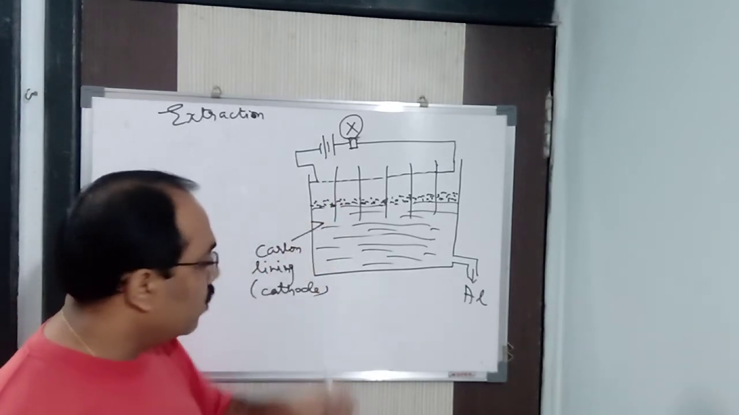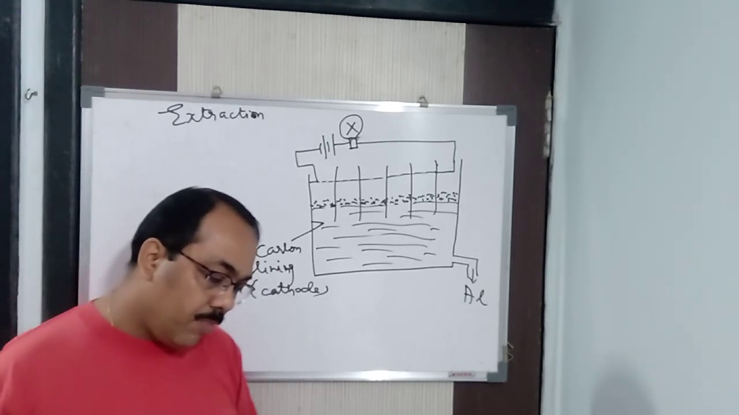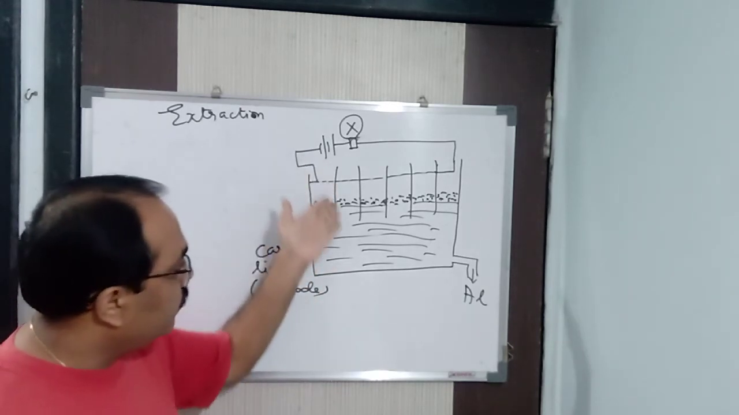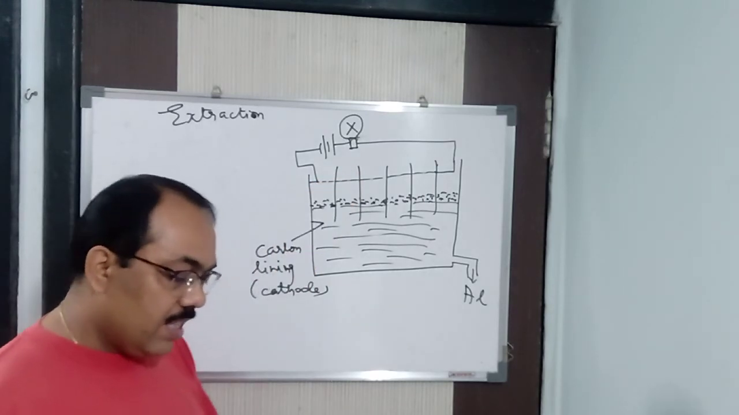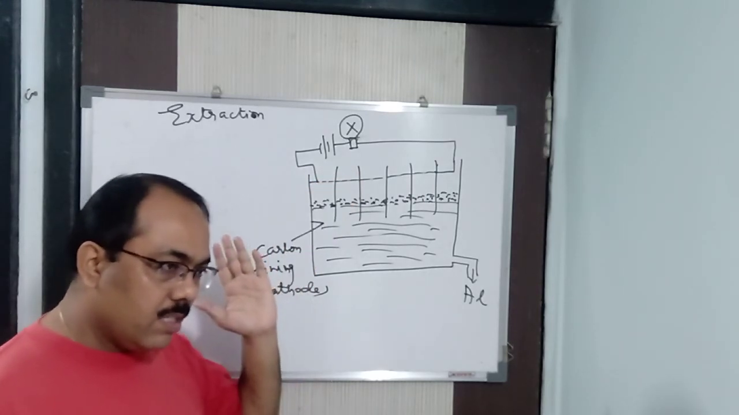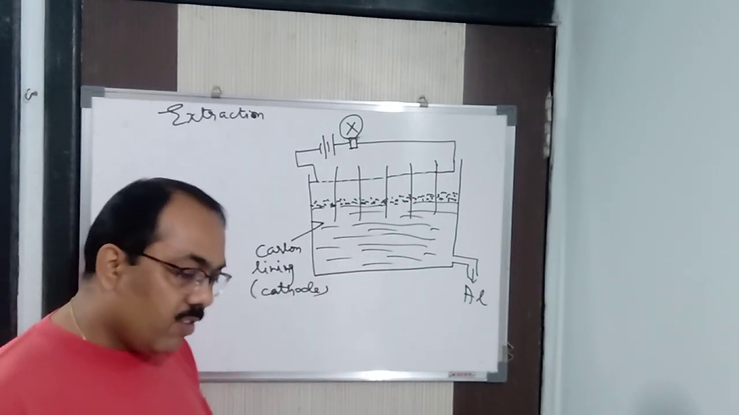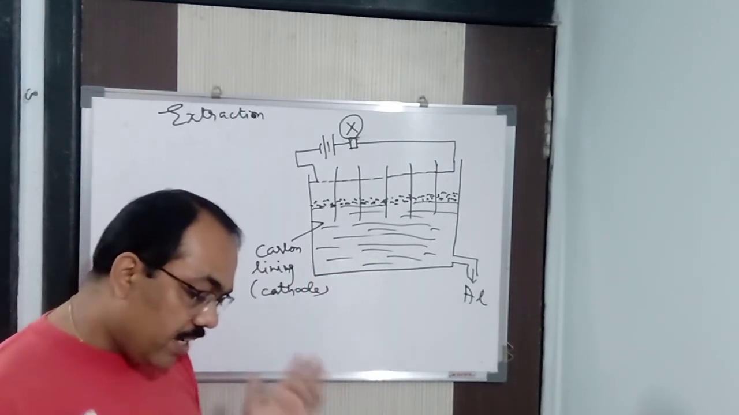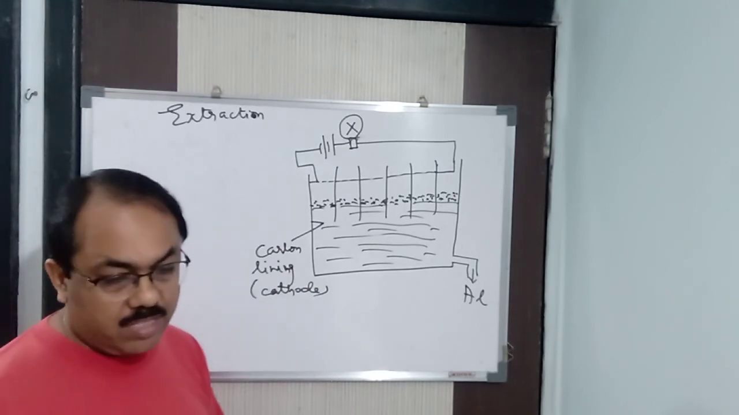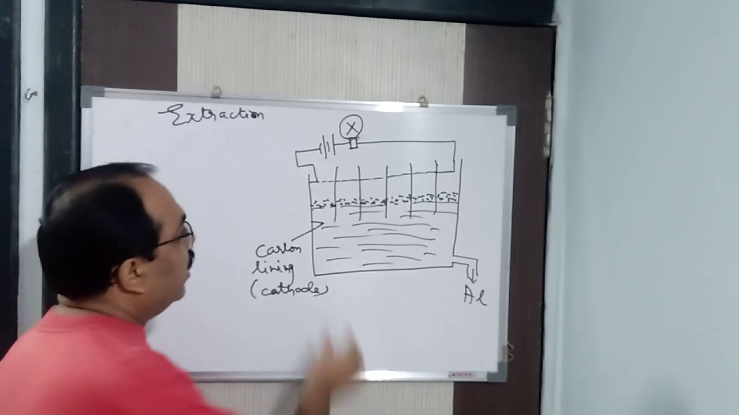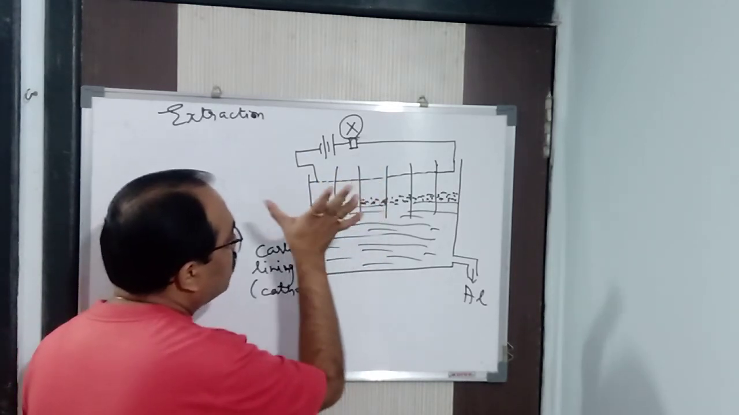Now coming to the powdered coke. Why are we adding this powdered coke? The layer of powdered coke prevents the burning of the carbon electrodes, because you will see that oxygen will be liberated at the anode. So it prevents the burning of the carbon electrodes, and it also minimizes the heat loss by radiation.